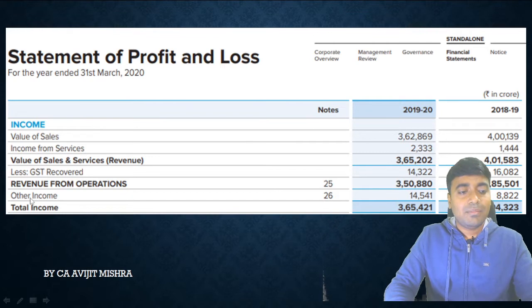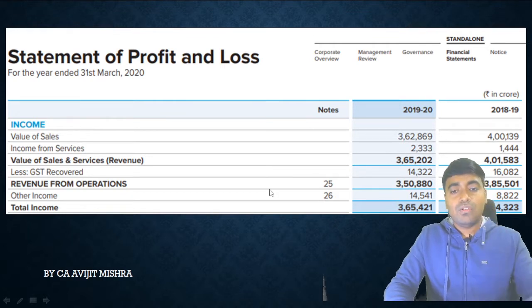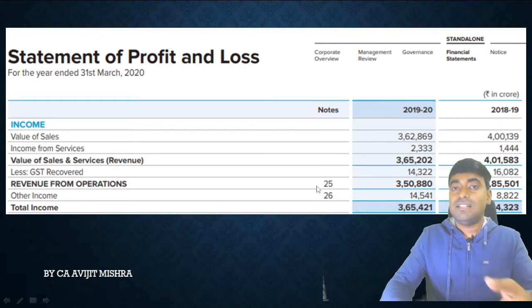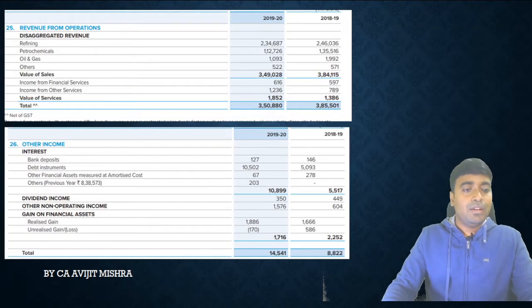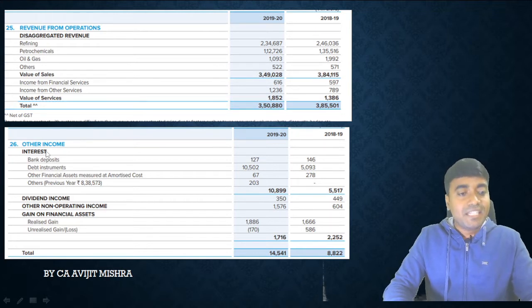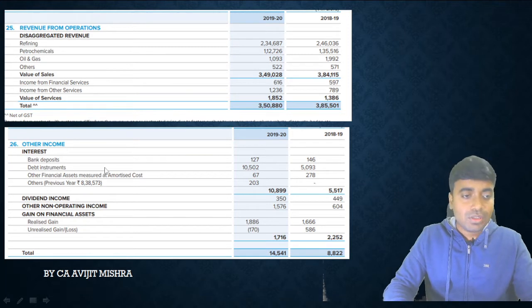If you see here, there is a third part called other income. Other income is basically explained in the note number 25. Let's understand what is the meaning of other income and, in case of Reliance, what components it includes in the other income. If you see here in the note number 26, other income is basically consisting of interest from bank deposit. So that is basically 127 crores.